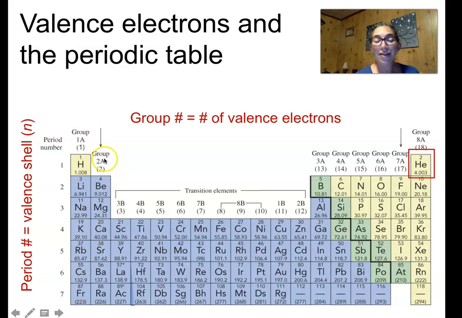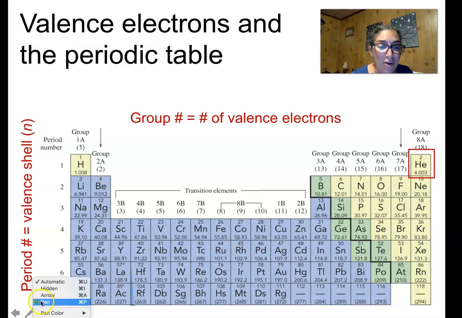Group 2, guess what? They all have 2 valence electrons if you map them out. We're going to skip over the transition elements, and we're using the main groups here, so the A groups. So group 3 over here has 3 valence electrons. Group 4, 4 valence electrons. 5, 5 valence electrons, and so on and so forth till group 8, where all of the elements in group 8 have 8 valence electrons, with one exception, and that is helium.